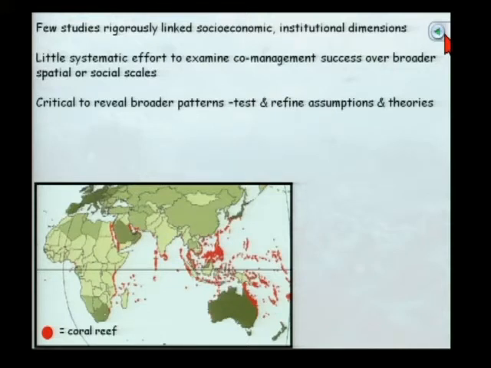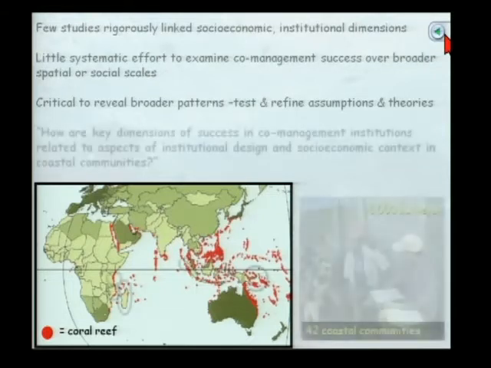A number of the studies to date have been either case studies or comparative studies confined to relatively small geographic boundaries. There's been little systematic effort to date to understand how contextual and institutional conditions influence the success of these co-management arrangements over broader spatial and social scales. And these types of broad comparative studies are critical to reveal the types of broad patterns that allow us to test and refine both our assumptions and our theories.